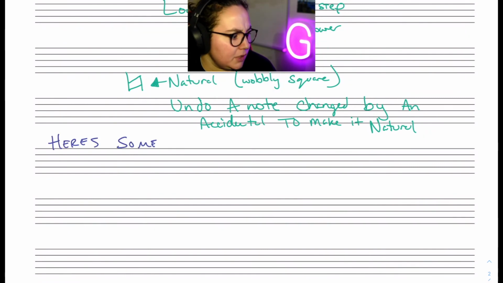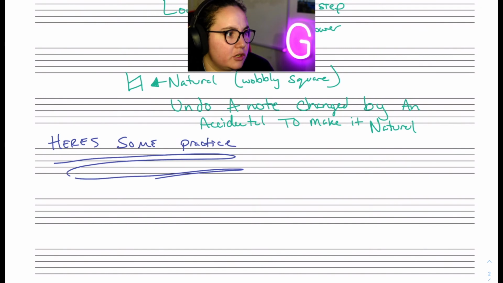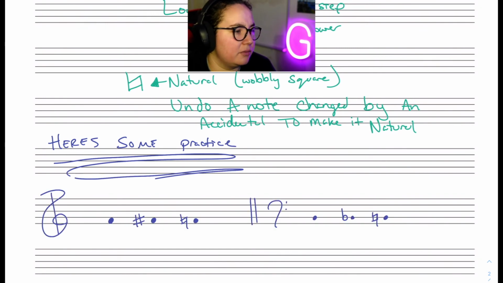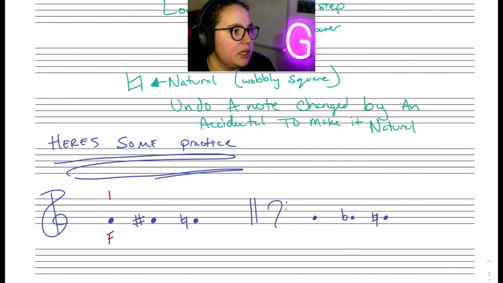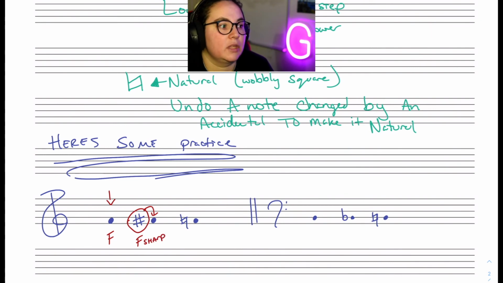So here's a couple practice examples just to show you. See, on treble clef we have an F, and then we have an F that has a hashtag in front of it, and then we have an F that has a wobbly square in front of it, right? So here's our first F. When we make a change to it, this sharp sign that's going to be in front of it is modifying that F. It's changing that F into what we call F sharp, and I'm writing it out for words, but we call it F sharp.